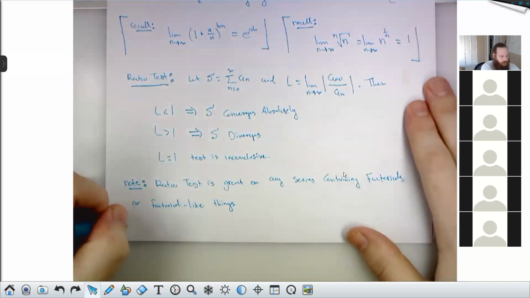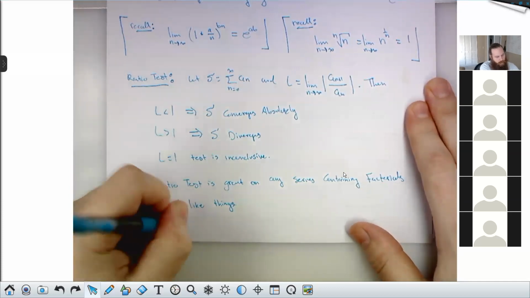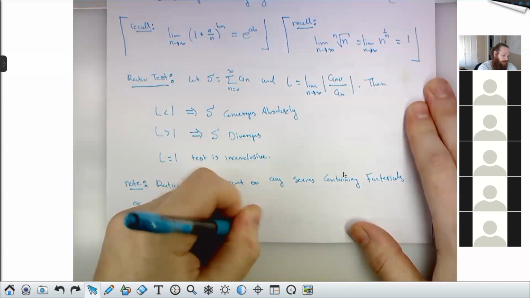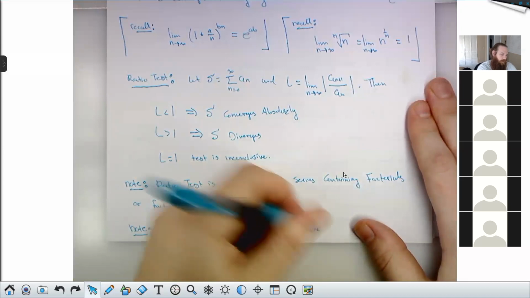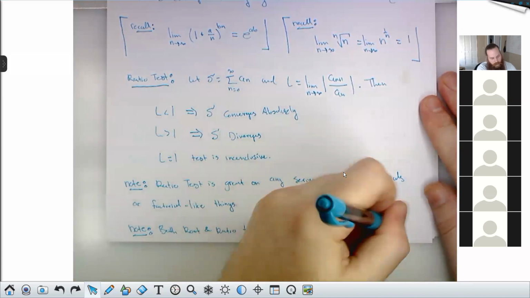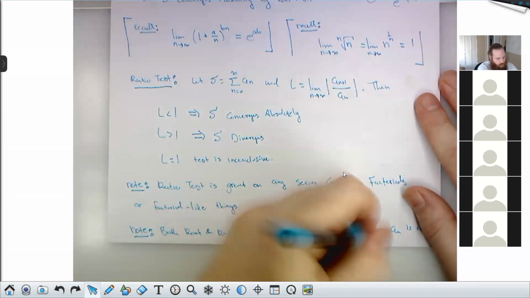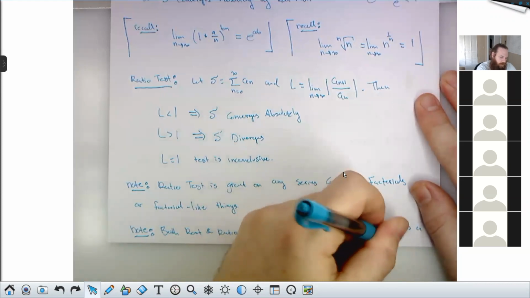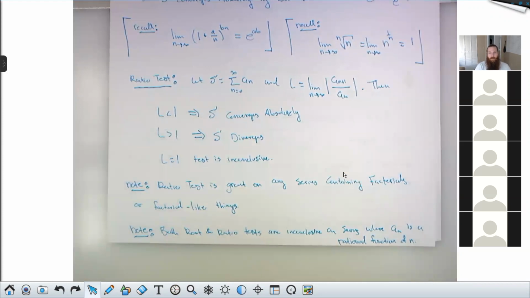Another quick note, both root and ratio tests are inconclusive on series where an is a rational function of n. So anything like a p-series.